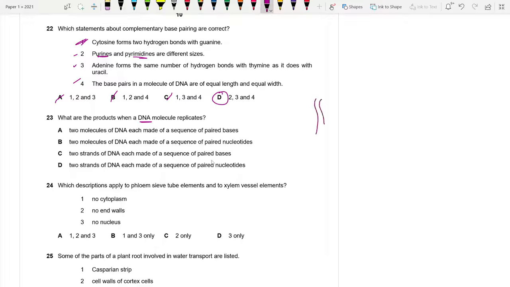The DNA is already double stranded. When it replicates, we get this according to semi-conservative replication. We had 2 strands initially and 1 DNA molecule. Now we have 4 strands and 2 DNA molecules. That's why C and D are wrong. We aren't getting 2 strands, we are getting 4 strands in total and 2 molecules of DNA, each made of a sequence of paired nucleotides. B is the best answer.